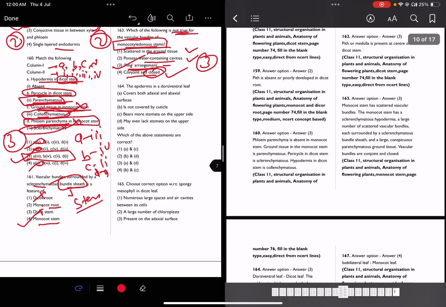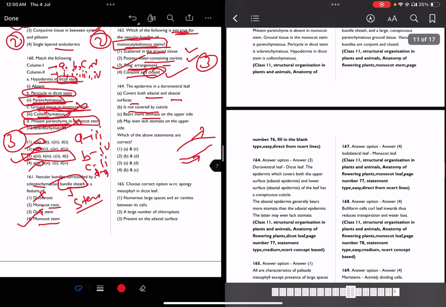The epidermis of the dorsiventral leaf. In a dorsiventral leaf, the upper surface is known as the adaxial surface and the lower surface is known as the abaxial surface. It covers both the adaxial and abaxial surfaces. It is not covered by cuticle? Cuticle is present. So the 164 answer is 1: covers both adaxial and abaxial surface. Dorsiventral, adaxial, abaxial, so the first one is correct.